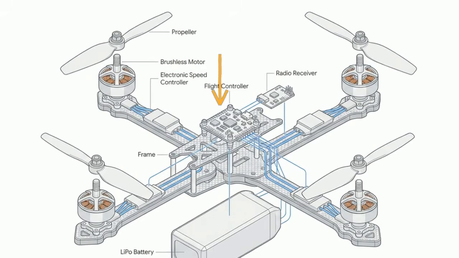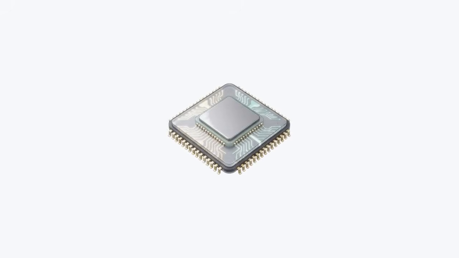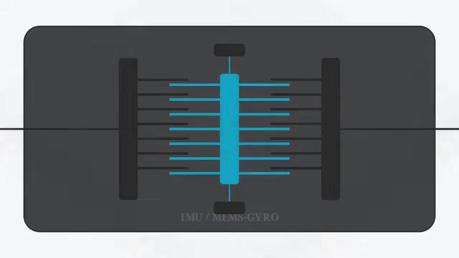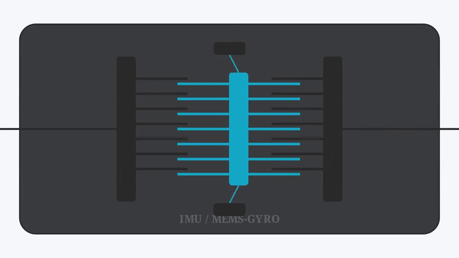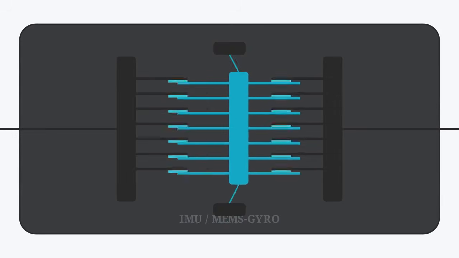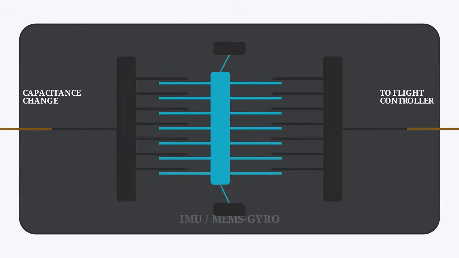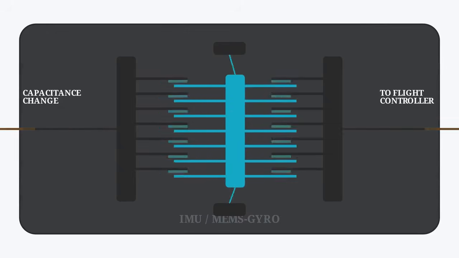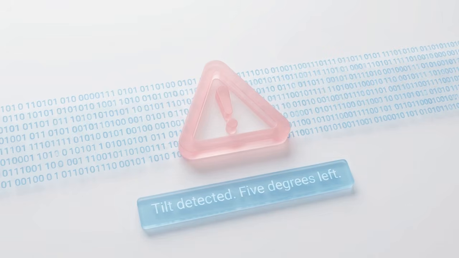This sensor acts as the drone's inner ear, perceiving its position in three-dimensional space. Inside this chip is a micro-electromechanical system. It is a microscopic piece of silicon vibrating back and forth at an ultra-high frequency. When the wind tilts the drone, the Coriolis force causes that moving mass to deflect slightly sideways against its electrical housing. The chip measures a minute change in electrical capacitance from that deflection, instantly sending a digital alert to the brain: tilt detected, 5 degrees left.